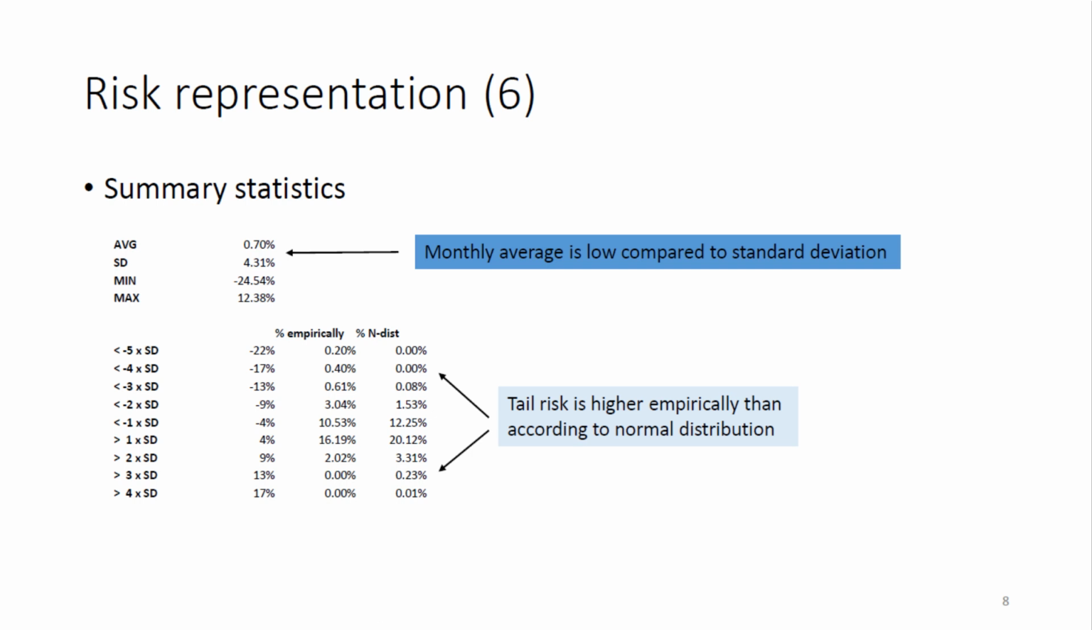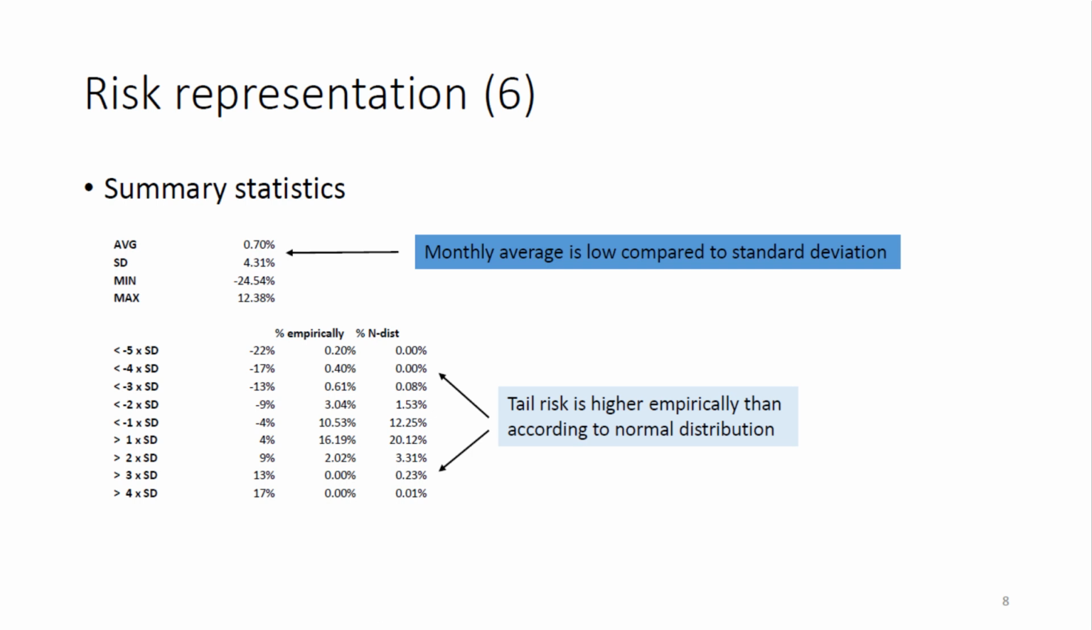Same I did for -4 standard deviations. So that's a monthly return of -17%. How often did it occur that returns were more extreme than -17%? Well, that turns out to be in 0.4% of the cases, and so on. So you see for -3 times the standard deviation, so returns more extreme than -13%, 0.6% of the cases. And on the other side, I looked also at how often returns were more than 1 standard deviation. So returns were more than 4% on a monthly basis, 16% of the cases. 2 standard deviations, so how often returns were more than 9% on a monthly basis, 2% of the cases, and so on.